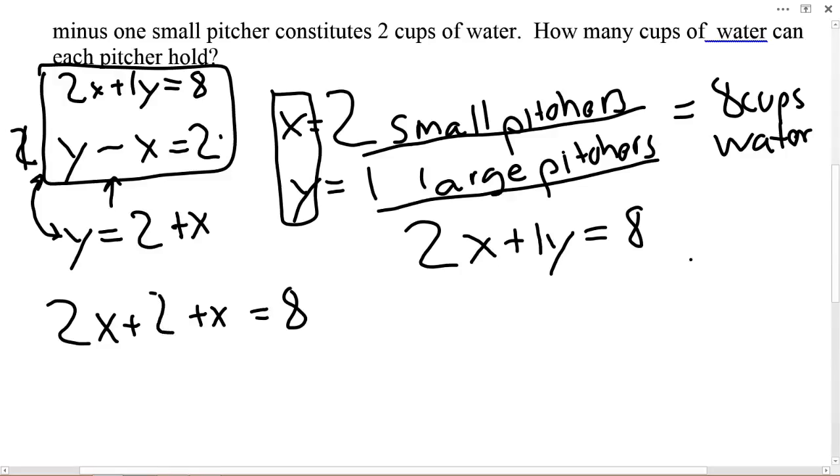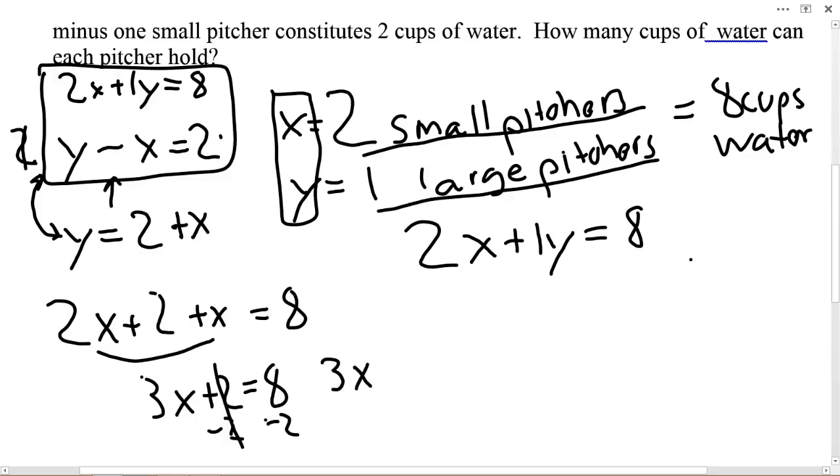and then let's just combine like terms. So we got an x right here, an x right here. Let's add those two, which becomes 3x. Bring down the 2: 3x plus 2 equals 8. Now let's get rid of this 2. Let's bring it to this side. And then this becomes 3x equals 8 minus 2, which is what, you guys? 6, right? And let's just solve for x. So let's divide by 3, and then finally we get x equals 2.